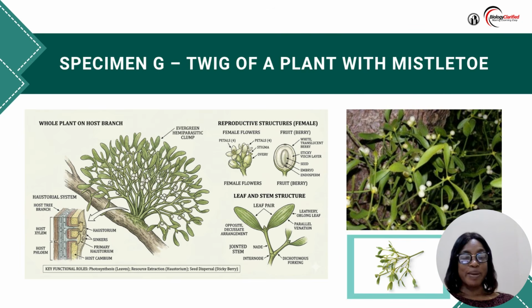And this is another specimen, the twig of a plant with mistletoe. I must warn here that it is not just mistletoe. It's a twig of a plant. That means there are two plants involved. One plant is the host, while the mistletoe is the parasite. You can pause this slide to view and study the diagrams, the pictures.